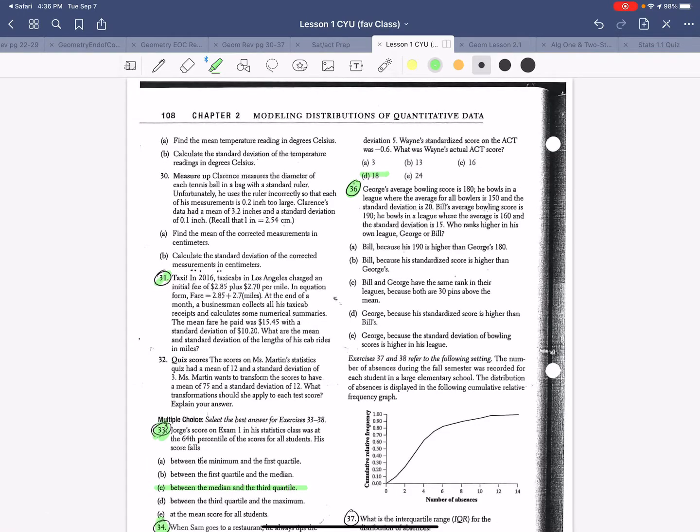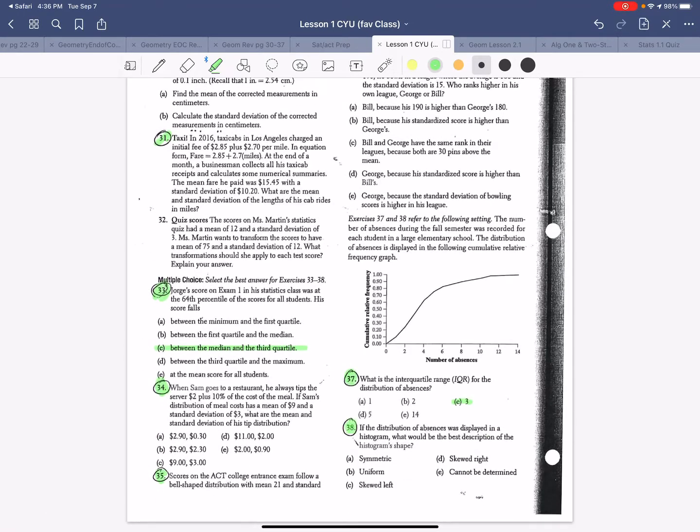You might notice that a lot of these questions look familiar because I give them on quizzes and tests, or I give the same question and change the number slightly. So you want to make sure you always know the multiple choice questions. So let's take a look.